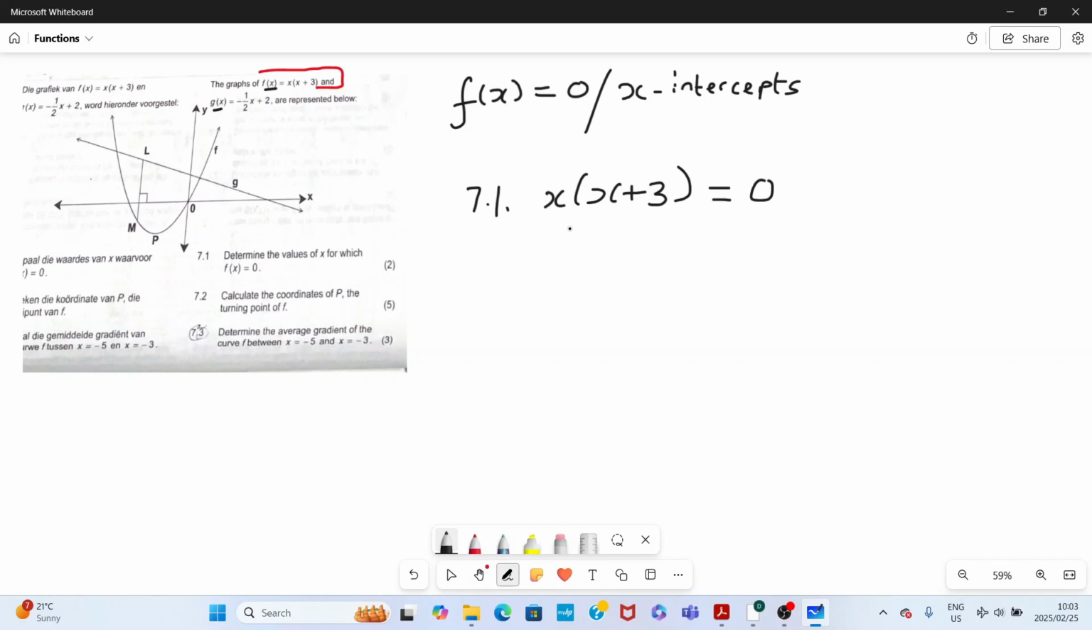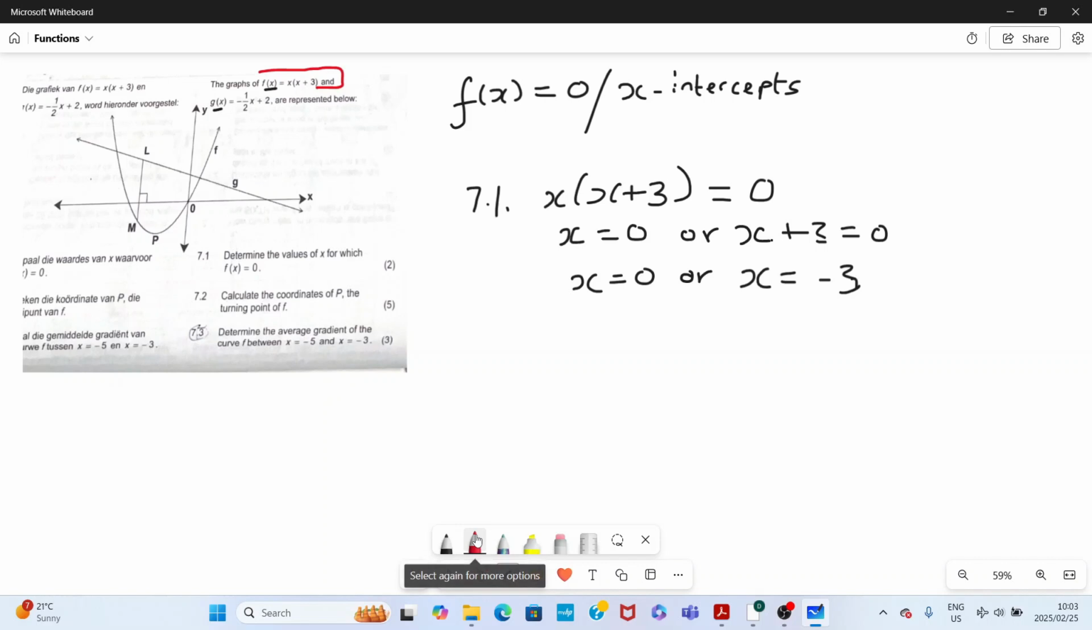This is already done for us because this is factorized already. So you just take x and equate it to 0, or x plus 3 is equal to 0, which would then mean that x is equal to minus 3 when you take 3 to the other side of the equation. So these are your x-intercepts. You have x equal to 0 and x equal to minus 3. That's it. You're done. That's 2 marks for you here.